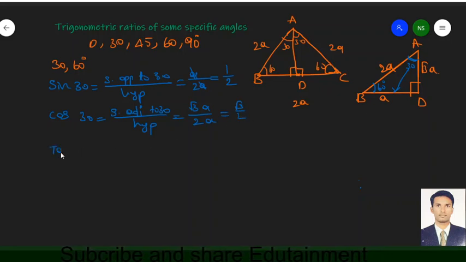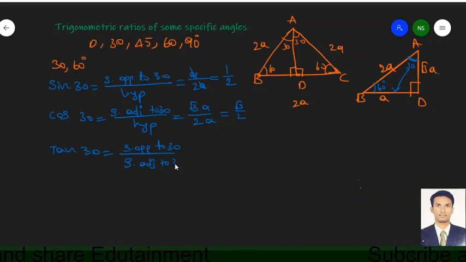Then tan 30. Tan 30 is side opposite to 30 divided by side adjacent to 30. Side opposite to 30 degrees is A. Side adjacent to 30 is root 3A. If we cancel the common factor, we will get 1 by root 3. So from these three we can find out the remaining three.